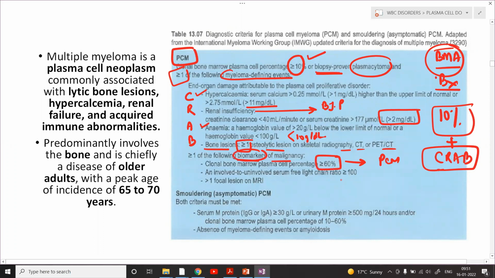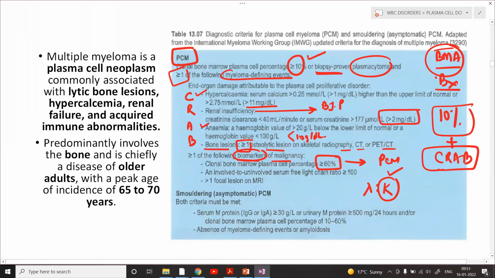Or for example, the ratio between lambda and kappa. Normally, as I told you, there will be increased synthesis of one of the lambda or kappa chains. Yes or no? We have discussed this. Yes. So basically, over here the kappa chain is increased. So how much is increased?